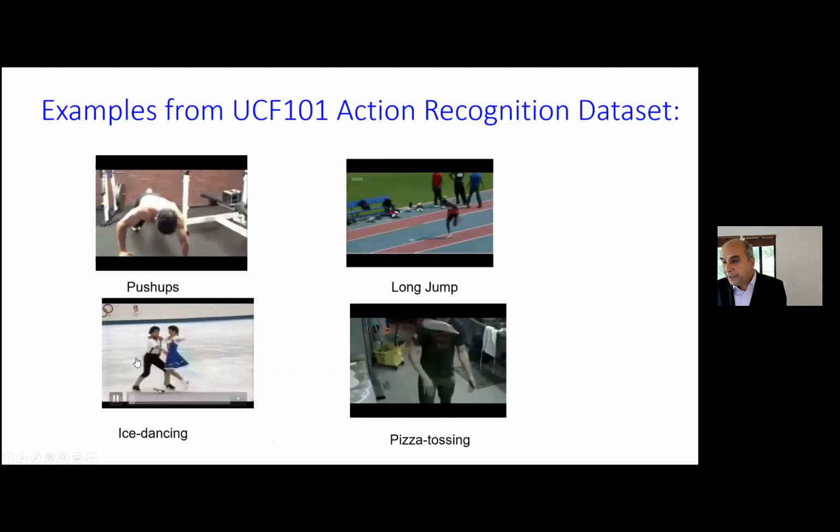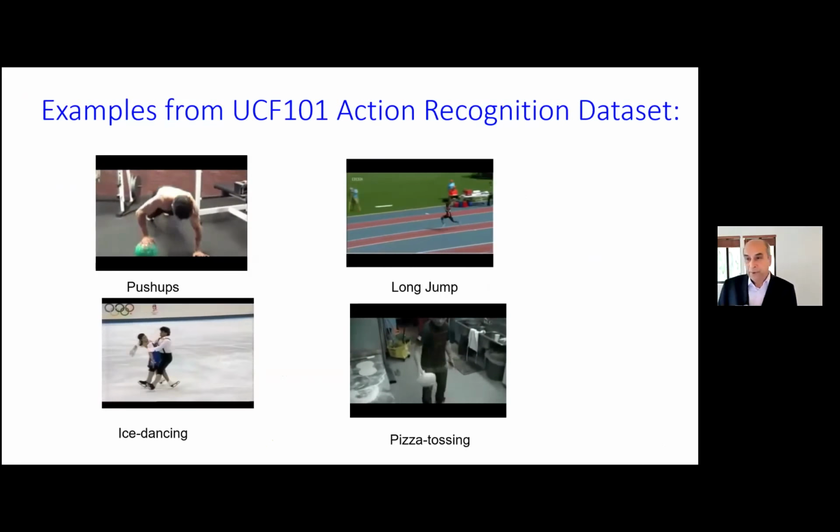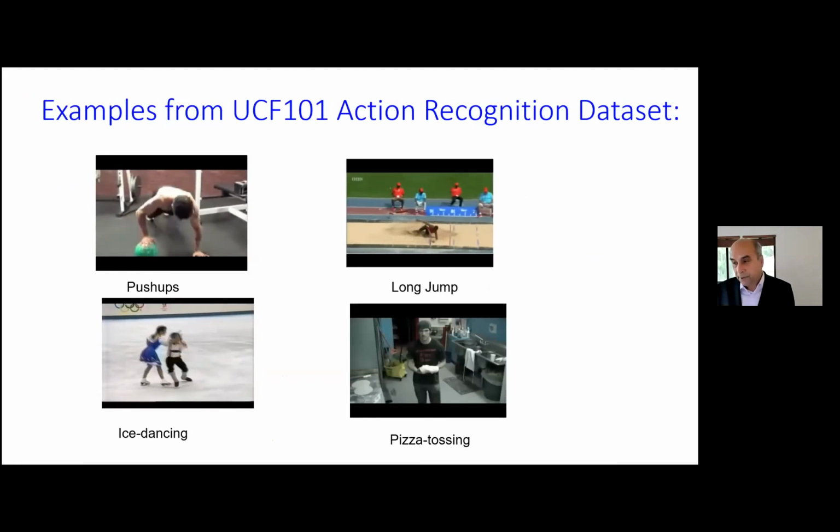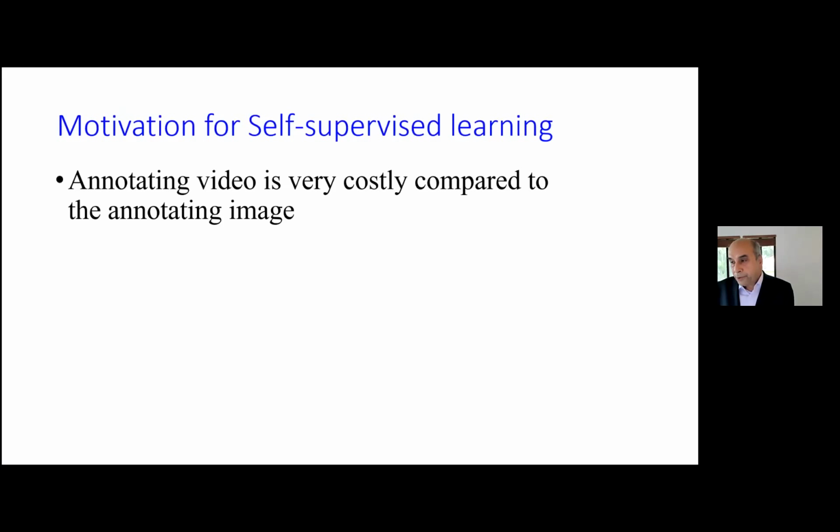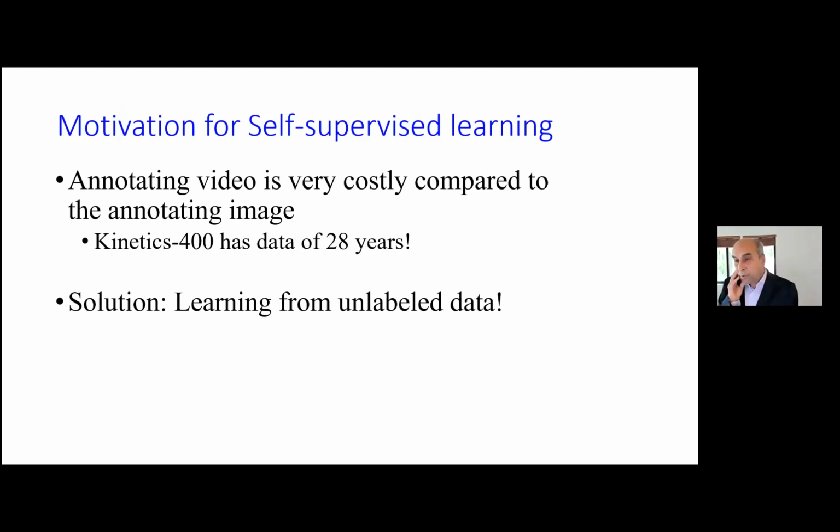One thing is that here we are going to do videos. So far we have talked about most of the work on images. The annotation for video is very costly compared to annotating images. By some estimate, if you take Kinetics-400, it will take about 28 years to watch so many videos. This is just 400, now they have 700. So the solution is that we want to do learning from unlabeled data.